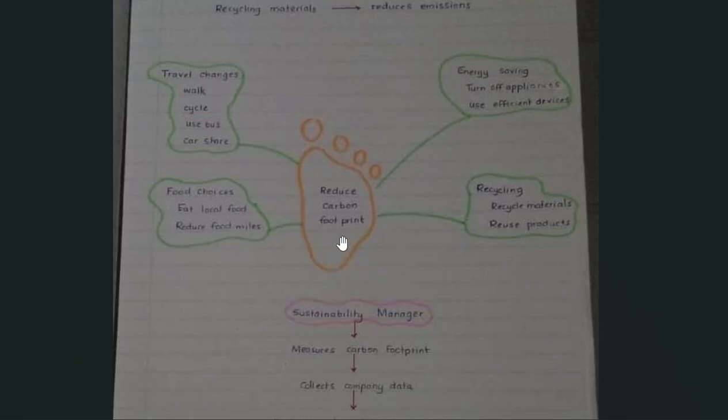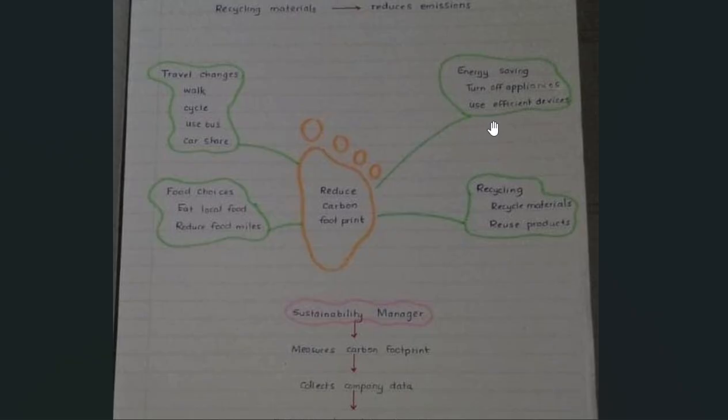So that is another way you can reduce it. So remember: walking, cycling, using public transportation like a bus or train, and car share. So these are some of the travel changes you can make.